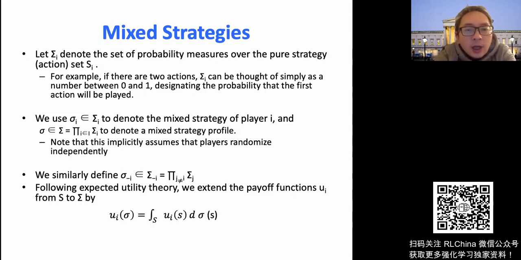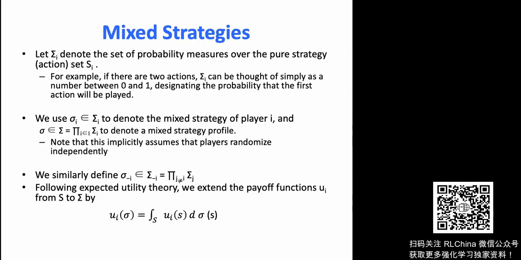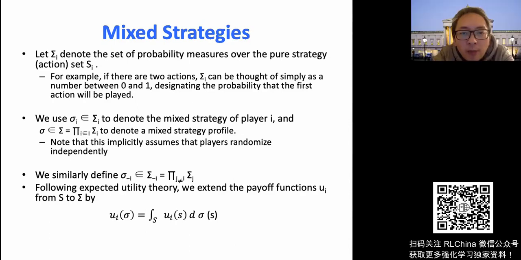So let's draw down to some math. Let's say sigma I. We're using the capital sigma to represent the set of probability measures over the pure strategy action set. So in other words, you can consider sigma as a probability of choosing one of these actions. For example, if I have two actions, sigma would be simply one parameter from 0 to 1, the probability of choosing one of the actions, and the other is basically 1 minus sigma.